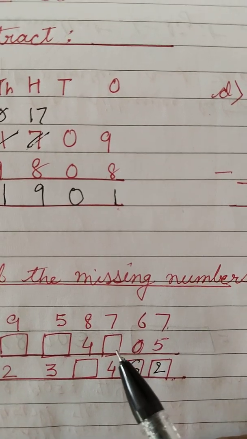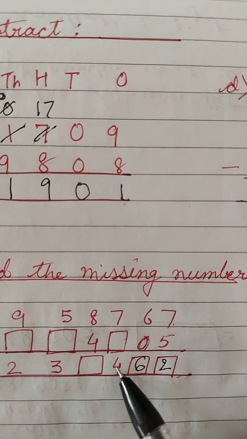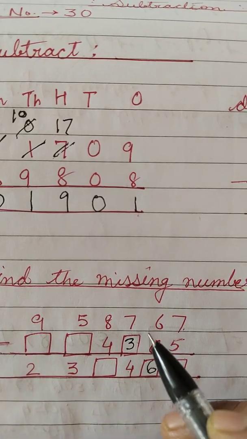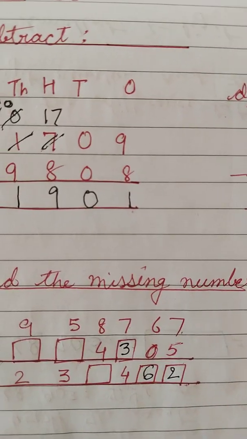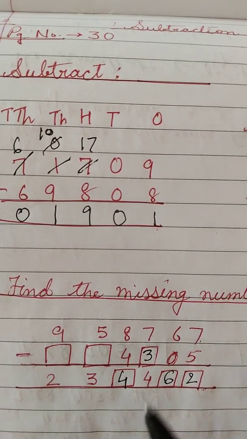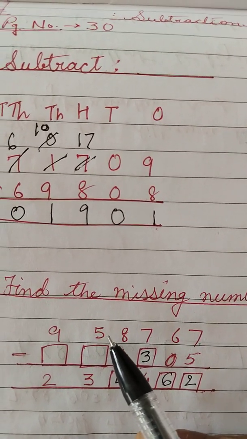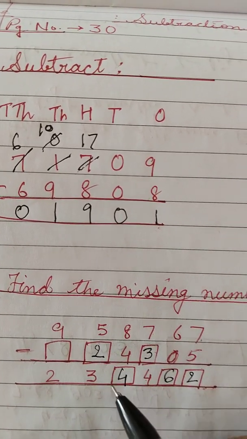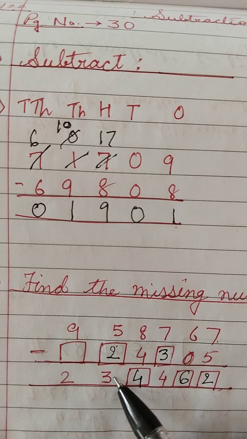Now children, what will you subtract in 7 to get 4? Yes, 3. 7 minus 3, 4. Now children, 8 minus 4, we are getting here 4. Now what we will subtract from this 5 to get 3? So, 2. 5 minus 2, 3.